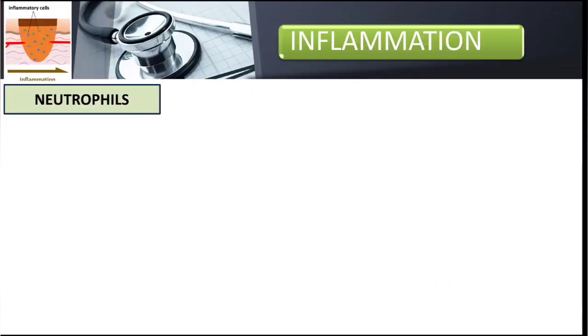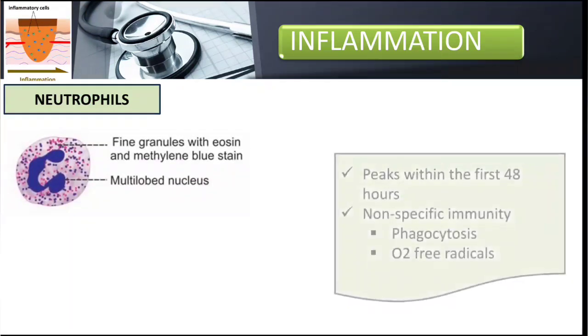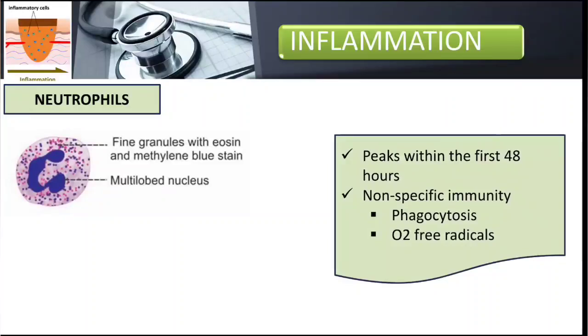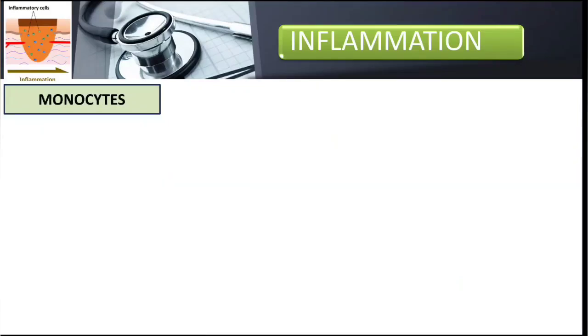The next is inflammation. What's more important are the cells that are involved, because the most important ones are neutrophils and macrophages. Neutrophils peak within the first 48 hours since the time of injury, and they are part of non-specific immunity. They're responsible for phagocytosis and oxygen-free radicals, and this will be responsible for killing the bacteria.